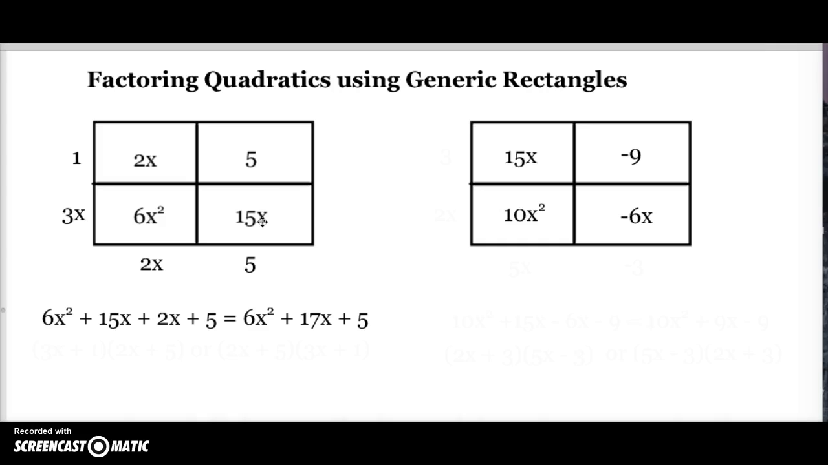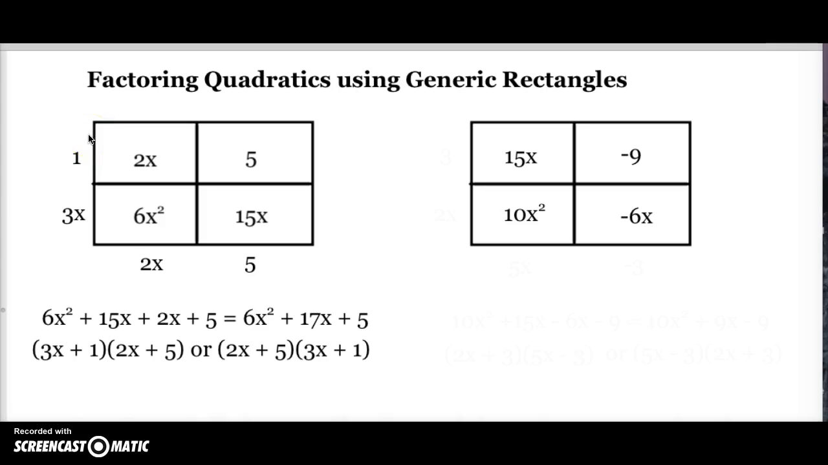To check that I did my work correctly, I know that this length is 5 and this length is 1, and if I multiply those together, I end up getting 5. So I can rewrite this product or sum in two different ways. I can write it either as 3x plus 1 times 2x plus 5, or I can switch the order and write it like this: 2x plus 5 times 3x plus 1.